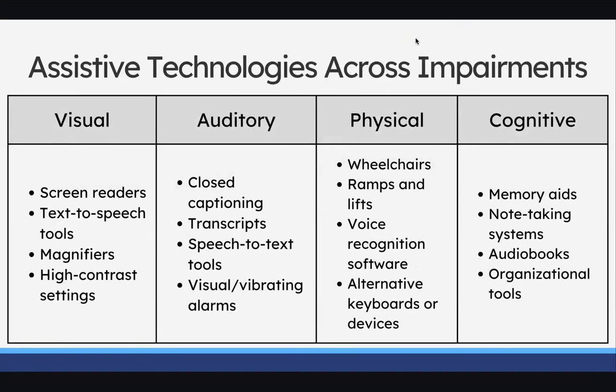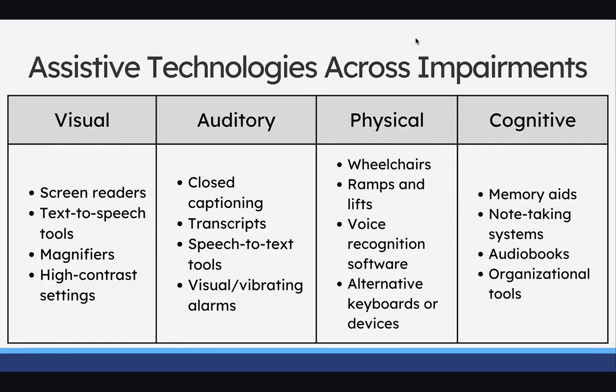Assistive technologies across impairments. This graphic presents a four-column table that organizes different types of assistive technologies according to the disability categories they support: visual, auditory, physical, and cognitive. The first column focuses on visual disabilities. It lists screen readers, text-to-speech tools, magnifiers, and high contrast settings as technologies that help people access digital content.